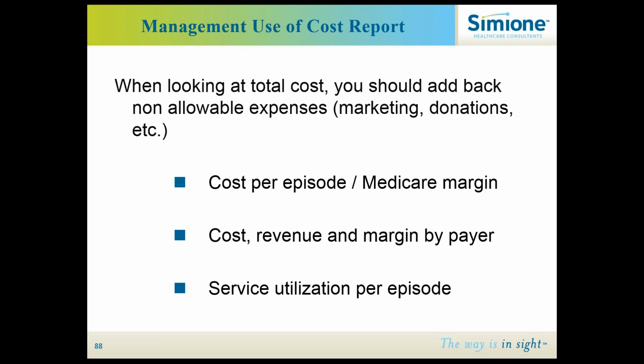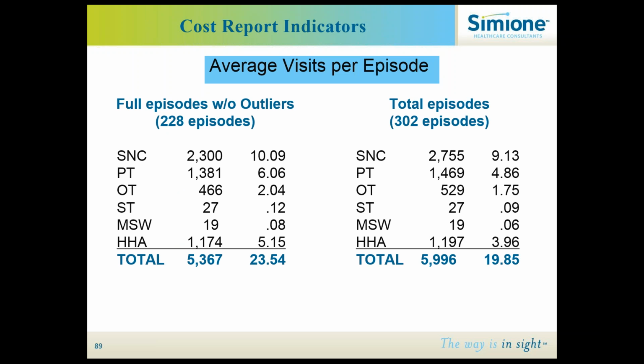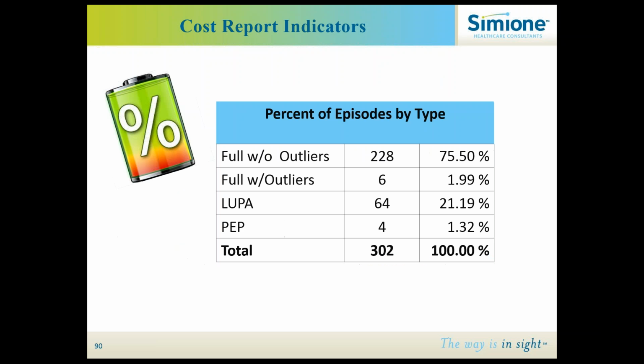But if you're going to use the cost report for management information, simply add back, run a separate cost report, add back the cost of marketing, and you'll get such wonderful things as cost per episode, your true margin, profit by payer, average visits per episode, percent of episodes by type. CMS is doing data mining too. I mean, if I was one of those 1,000 agencies that had no loop episodes, I'd be a little concerned.